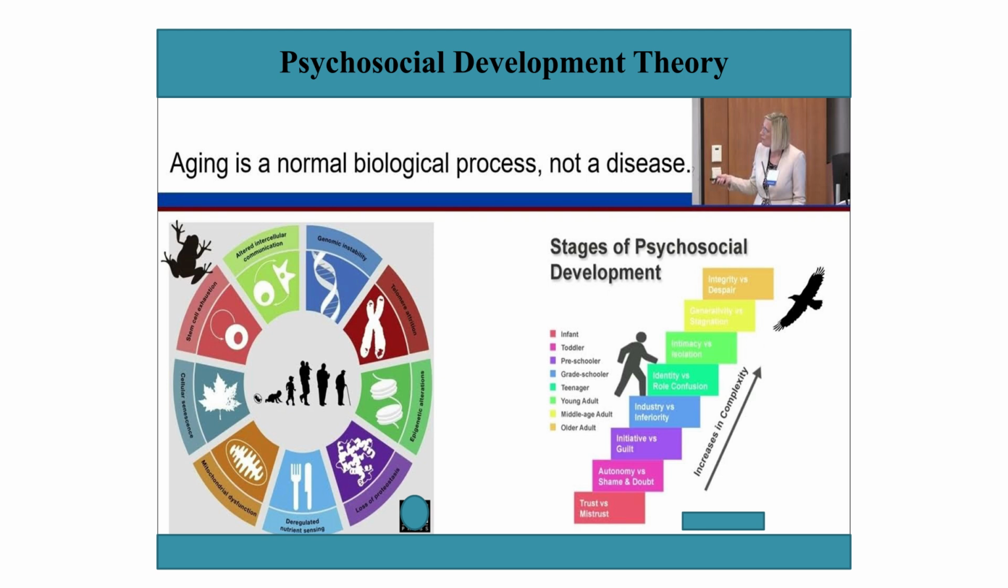The last stage is integrity versus despair. This is the final psychosocial stage which occurs during old age. And this stage is mostly focused on reflecting back on life. At this point in development, people look back on the events of their lives and determine if they are happy with the life that they have lived or if they regret the things they did or didn't do.